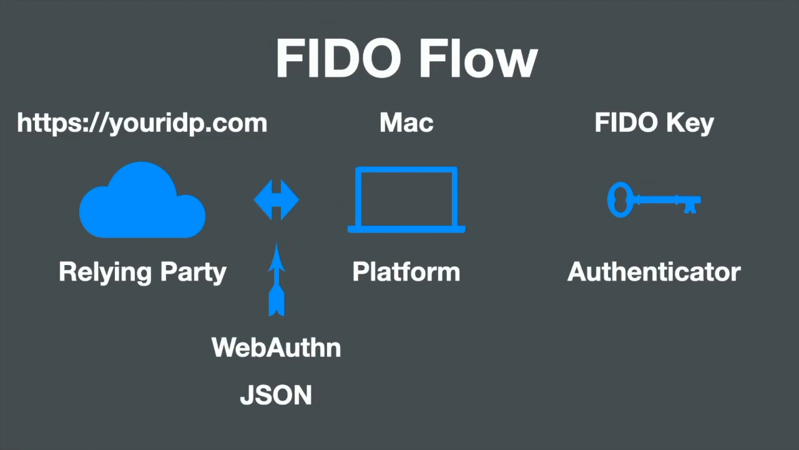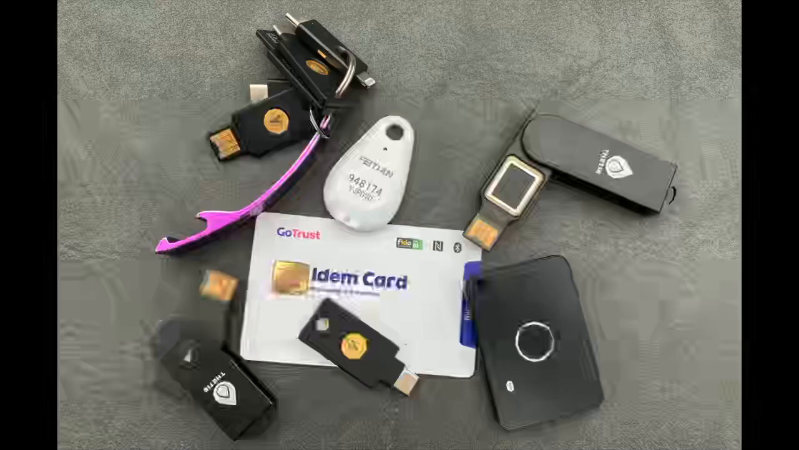So WebAuthn is the part between the relying party and the browser, and then between your browser and your FIDO key, it's typically CTAP, Client to Authenticator Protocol. That's the actual protocol that's going in between there. And it's typically done over CBOR, Concise Binary Object Representation, right? Similar to ASN.1, but not quite the same. So these are kind of the major components that we've got there.